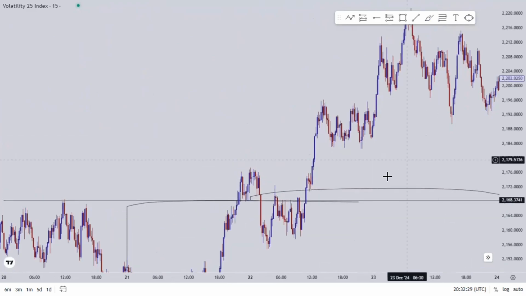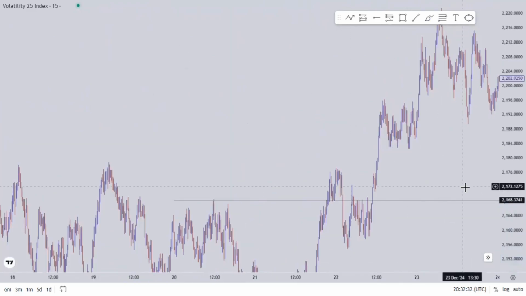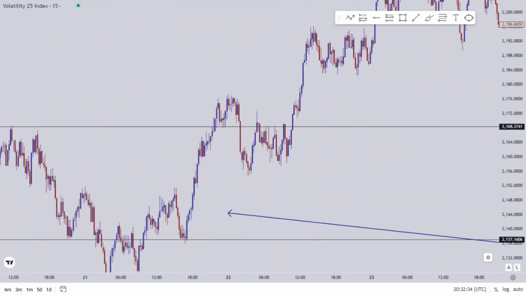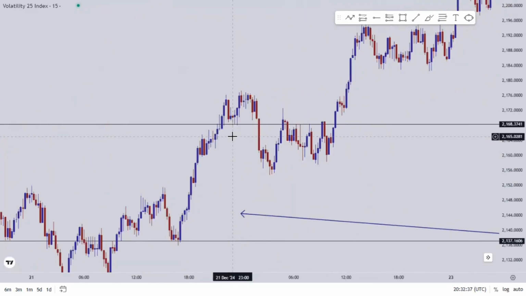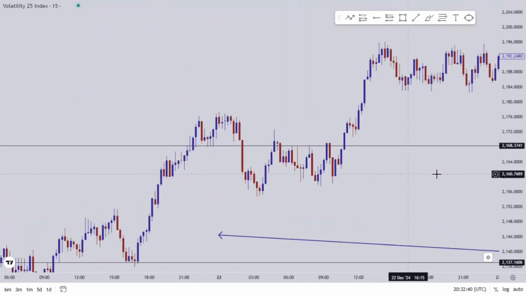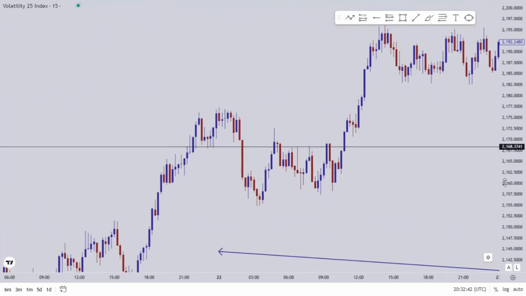the same pattern. Let me get rid of this. This is a secret nugget to trading VIX 25. The moment you can get hold of this, you're going to smash this pair in and out. You know, this is my favorite pair, man.